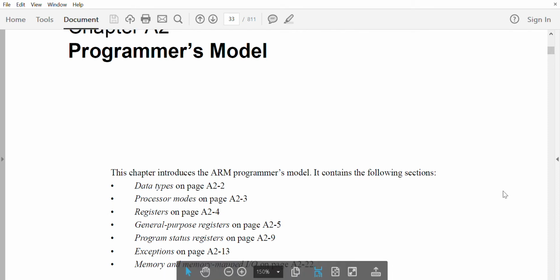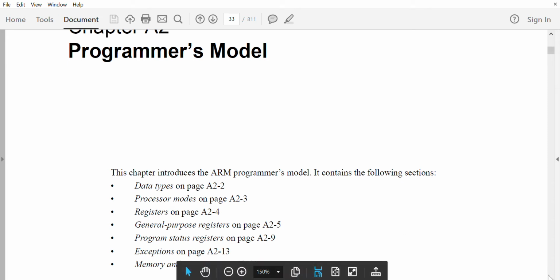In the programmer's model, some of the portions we had already discussed, like the register architecture. The general purpose registers and program status registers we have already discussed. In this particular video, we'll be talking about data types and processor modes. We talked about many processor modes and which registers are in use for each of them. So what actually is a processor mode and what does that imply? That will be discussed in today's video.